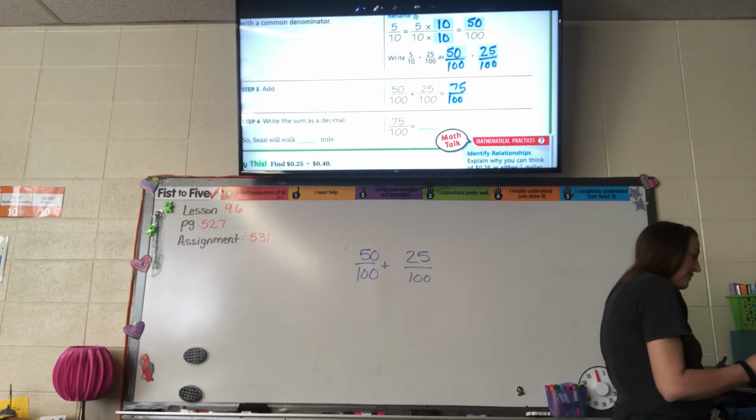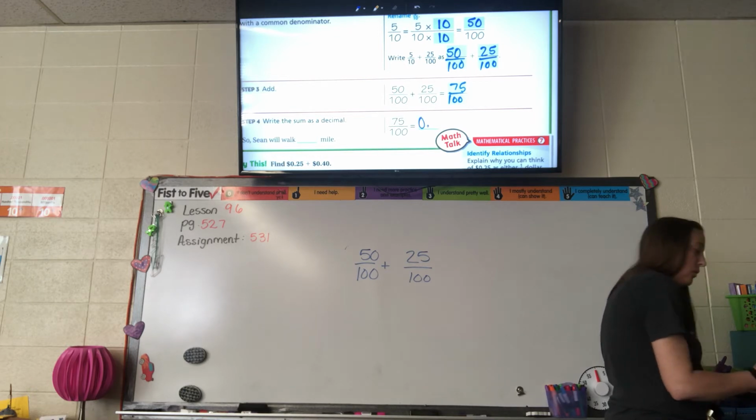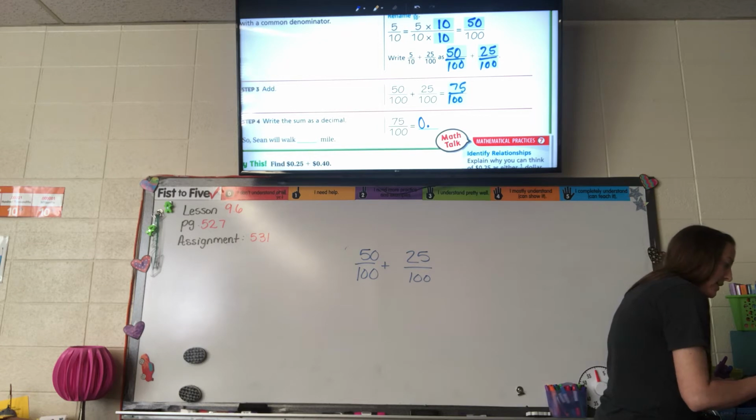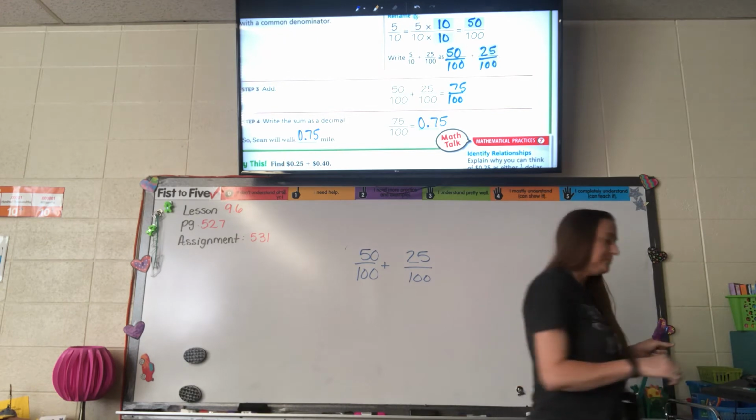Now, how do you write 75 hundredths as a decimal? Well, there are no wholes. It's not a mixed number. So 0 in the ones place, and then 75 hundredths. So Sean will walk 0.75 or 75 hundredths of a mile.